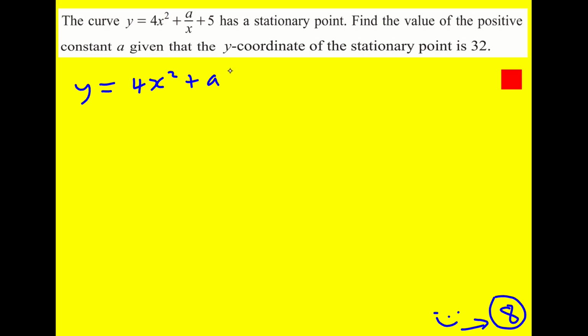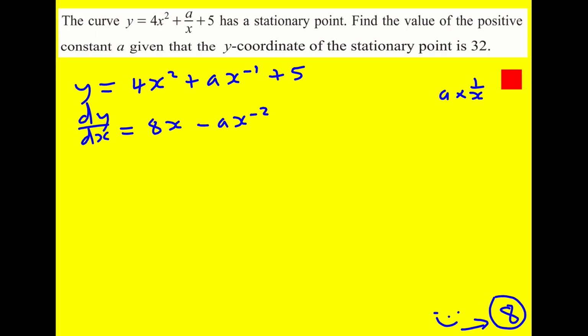Now a over x is actually a times 1 over x. They are the same thing, and so it's ax to the minus 1, but only x is being raised to the power of minus 1 here, and then I add 5. Okay, now I'm given information about the stationary point, so it makes sense to find the instantaneous gradient first. That's going to be 8x minus a x to the minus 2. And that is going to equal 0 for the stationary points.